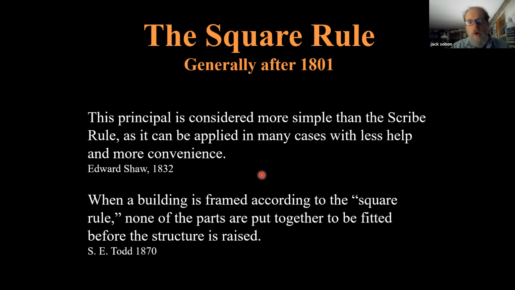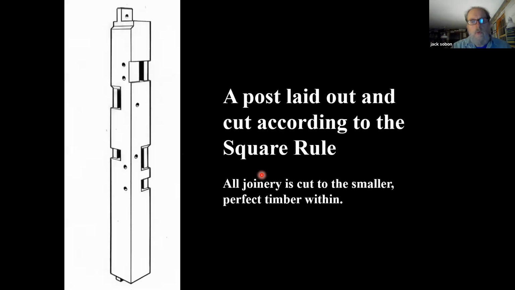to put anything together to scribe it. You can cut each piece by itself and in any order. You don't need to number it. And then you just put everything together and it's all going to fit. So the way that works is that within every rough timber, here's a post out of a square rule building, there's a smaller perfect timber, and you cut all your joints to that smaller perfect inner timber.